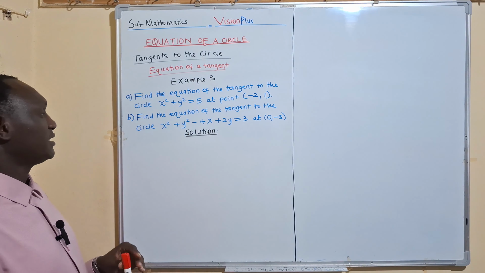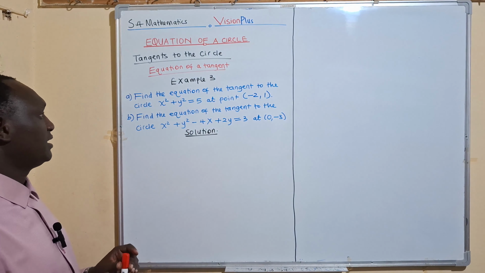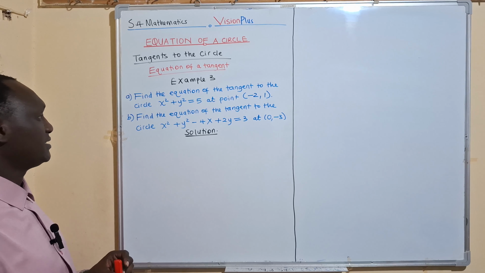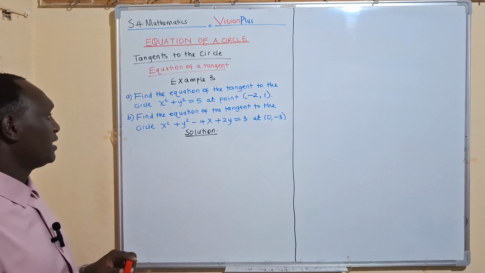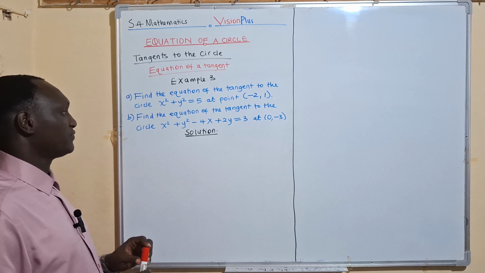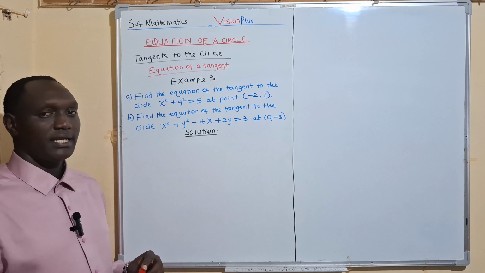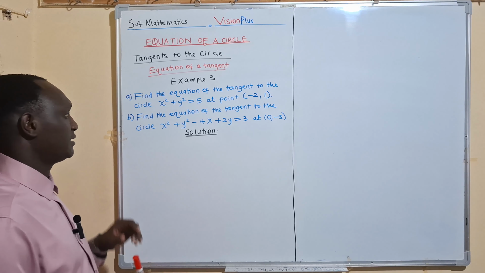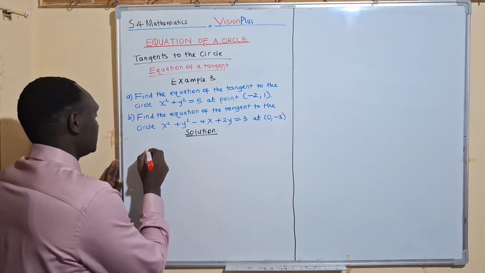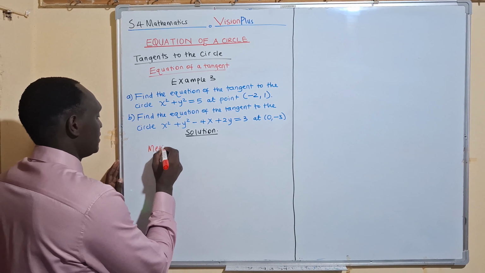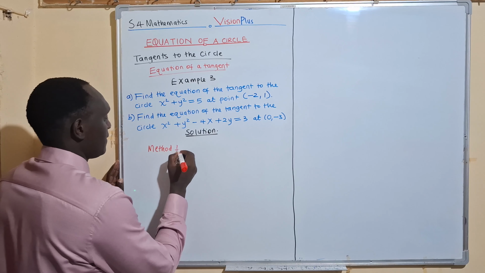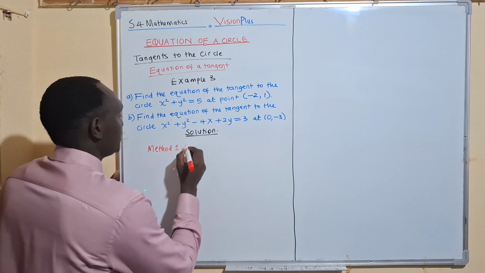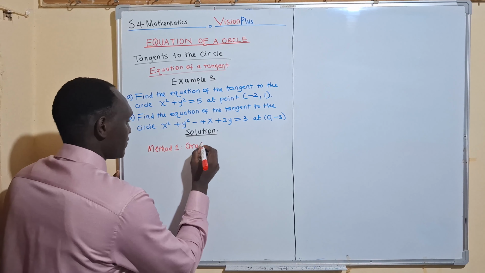We are looking at equation of the tangent. Example 3, part A says, find the equation of the tangent to the circle x squared plus y squared equals 5 at the point (-2, 1). So method 1 is the method of the gradient function.